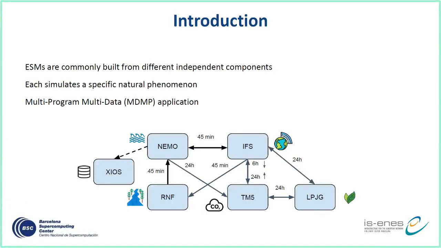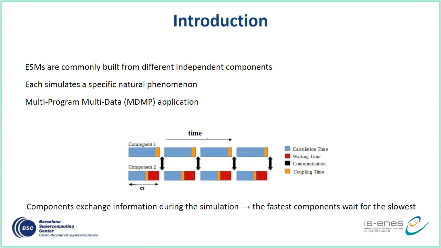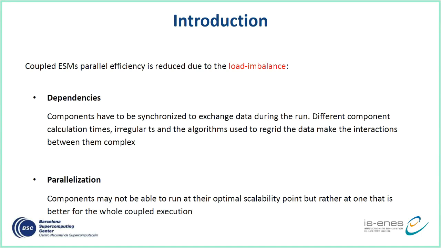So, you already know that Earth system models are commonly built from different components, and I will be talking specifically about the multiple-program, multiple-data approach. The problem is that the components exchange information during the simulation, and when they have different calculation times, this synchronization creates waiting time in one or more of the components involved, and this reduces the parallel efficiency of the whole model.